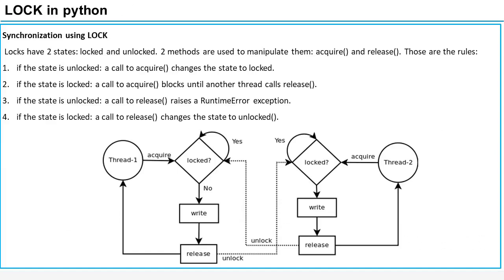Lock in Python. Synchronization using lock. A lock has two states, locked and unlocked. Two methods are used to manipulate them, acquire and release. Now the rules. If the state is unlocked, a call to acquire changes the state to locked. If the state is locked, a call to acquire blocks until another thread calls release. If the state is unlocked, a call to release raises a runtime error exception. If the state is locked, a call to release changes the state to unlocked. You have a diagrammatic representation for this lock, acquire and release.